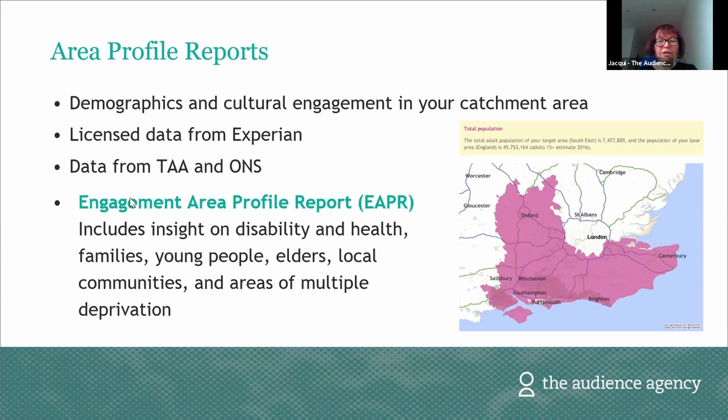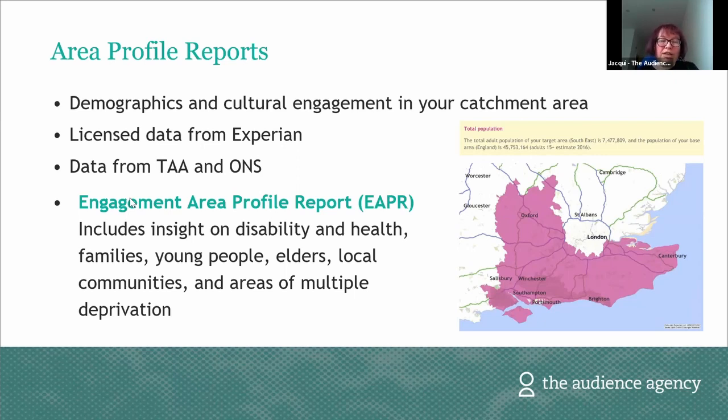And I think it's also worth pointing out that the suite of reports that SEMD have invested in covers the whole southeast region. So if you're on the border of one or another of these catchment areas, you do have access to the neighbouring report so that you can understand who's just across the border from your specific catchment.